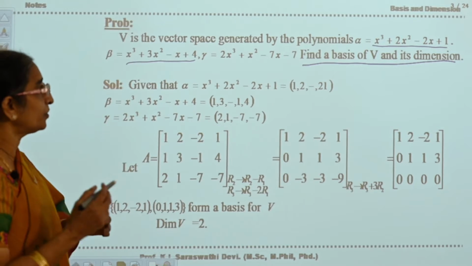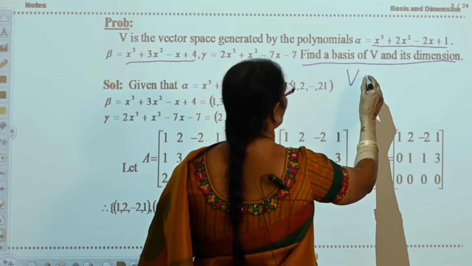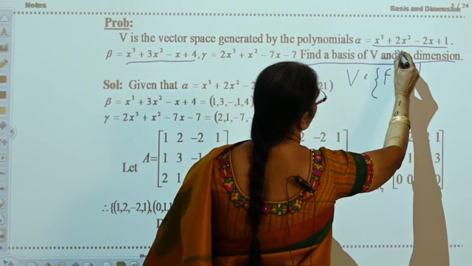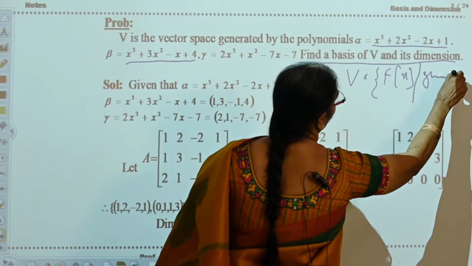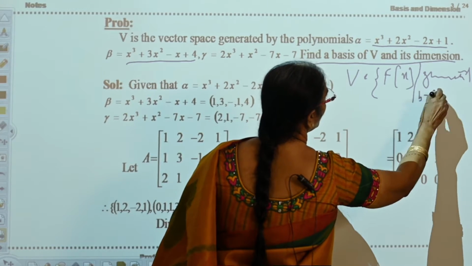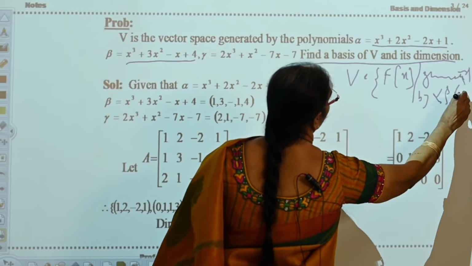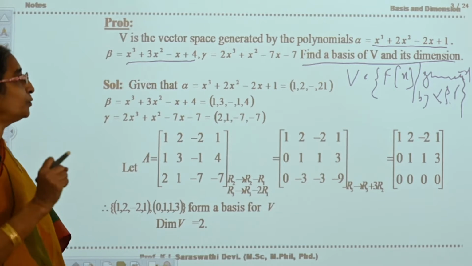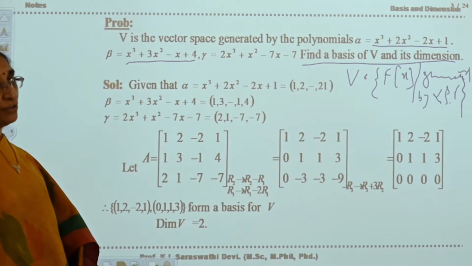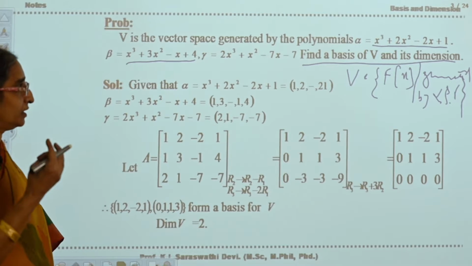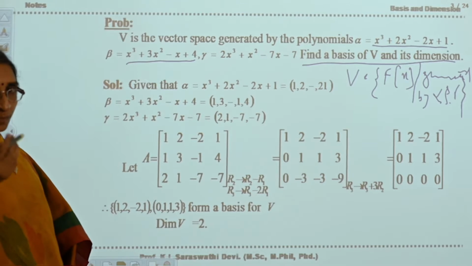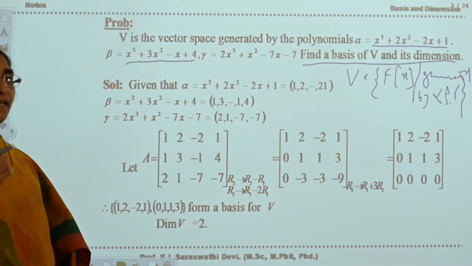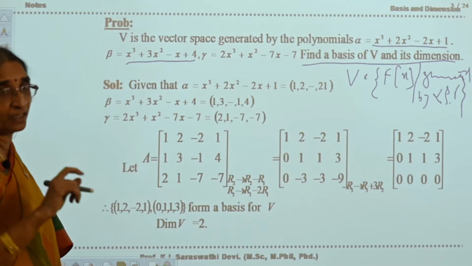Now that means V, you can assume V is the set of all polynomials f of x, generated by alpha, beta, gamma. Is it or not? Now, it is a set of polynomials. If f of x is a polynomial, a set of polynomials of nth degree, its basis will be 1, x, x square and so on, x power n. You have seen one problem.